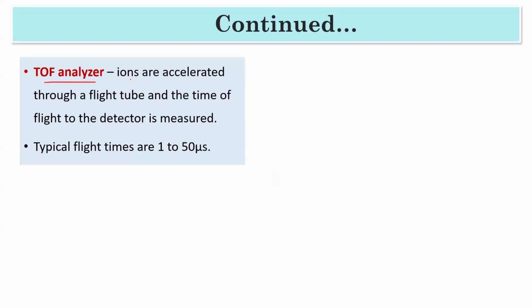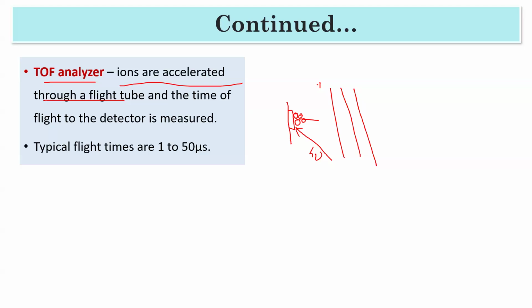So what's happening in TOF? Ions will be accelerated through a flight tube. Suppose your sample is here, and we use some laser light, and the sample gets ionized and leaves the surface. Then you have some acceleration chamber. Sometimes I get confused, but this would be maybe minus. And you will have some acceleration chamber, and there will be a small slit.